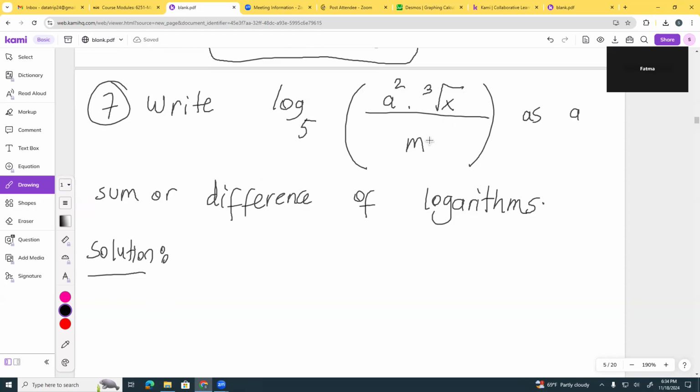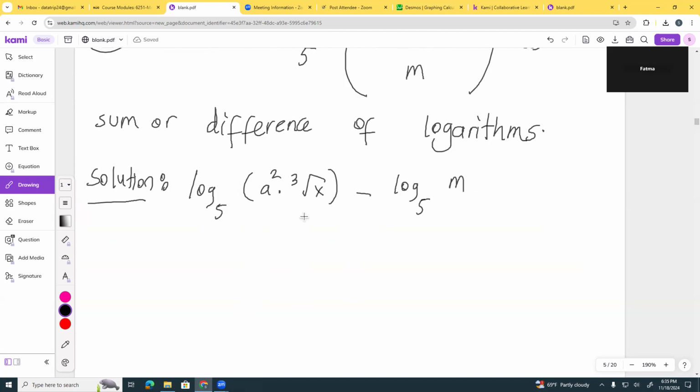Subtraction, right? If two things are getting divided, we can rewrite them as what? Subtraction. So the first part is log base 5, and we have a squared times cube root of x minus, we're going to write the log base 5 again, but the second thing we need is this time m. So because of the division, we are able to rewrite them as subtraction, right? Okay, what else?